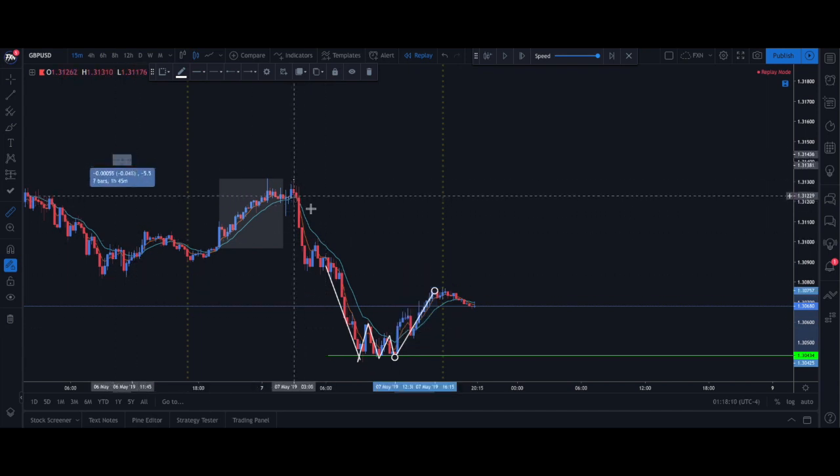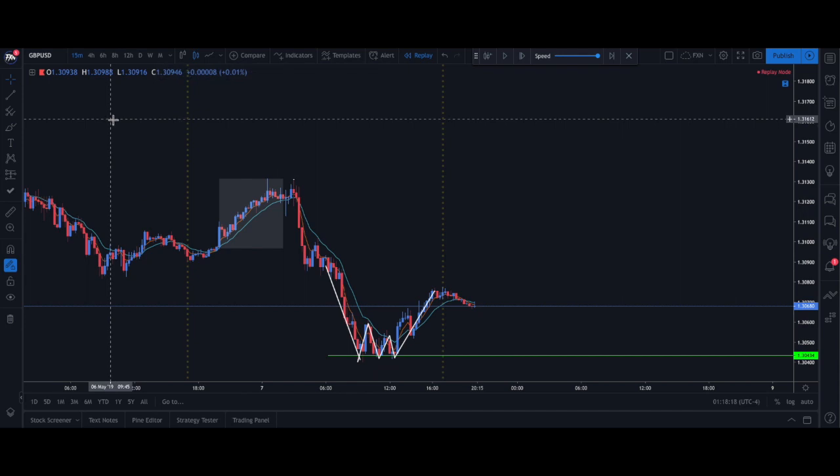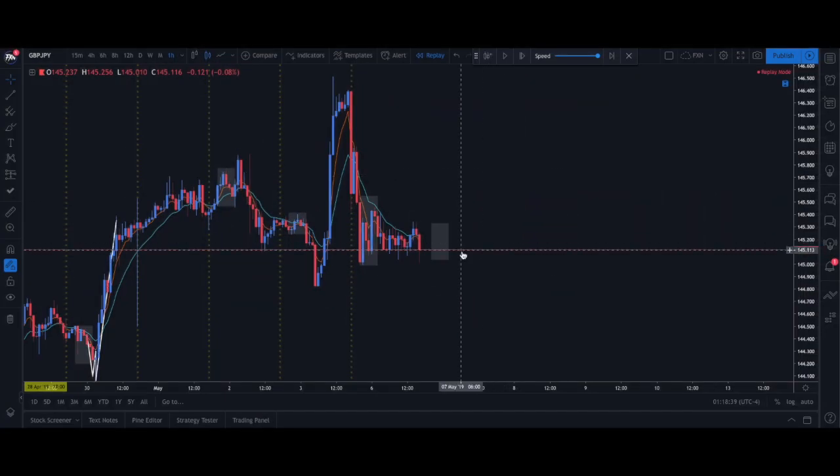So London trade, New York reversal, back into consolidation. There you go. All right. So let's take a look at one more. And this is pound JPY, same thing, 1 hour chart.